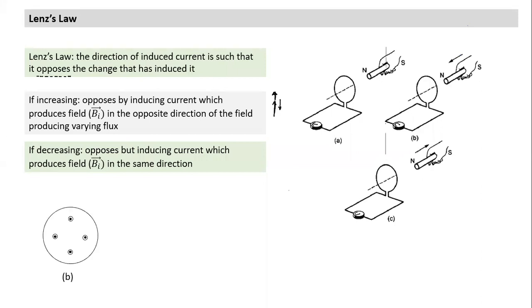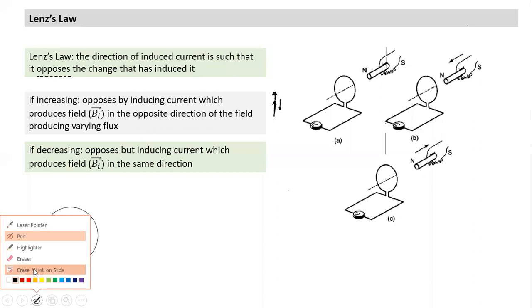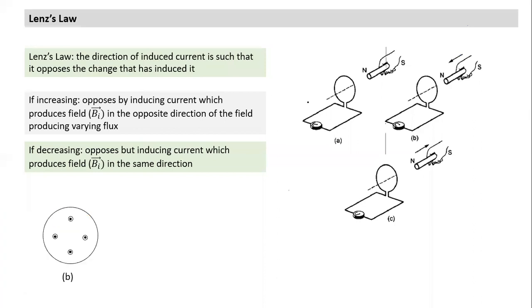Okay, let's take the first example. Suppose I view from here. This is where the observer is. If you view from here, how will the field lines be? See, this is the North Pole. The magnetic field will be like this. If I stand from here and look at the loop, this is the loop, and the field created by the magnet is of this nature.